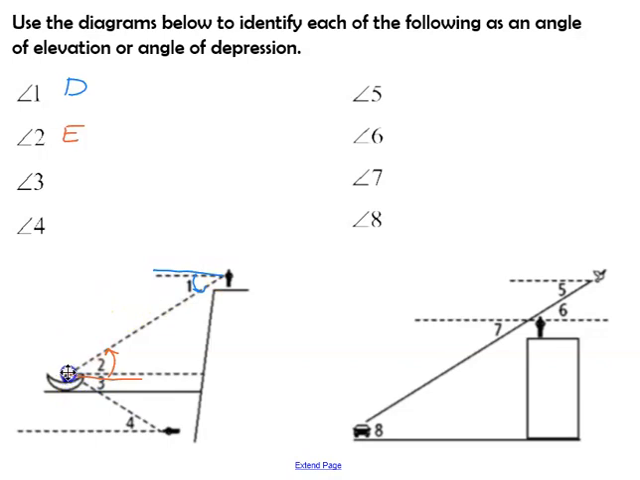Next, for angle 3, from the same observer's eye, we go out horizontal, but to get the other side of angle 3, we depress downwards. So angle 3 is an angle of depression. And lastly, for angle 4, out of the observer's eye, we go horizontal, and to get the other side of angle 4, we elevate. So angle 4 is an angle of elevation. Now I want you to go ahead and pause, try to identify angle 5, 6, and 7, and check back with me when you're finished.